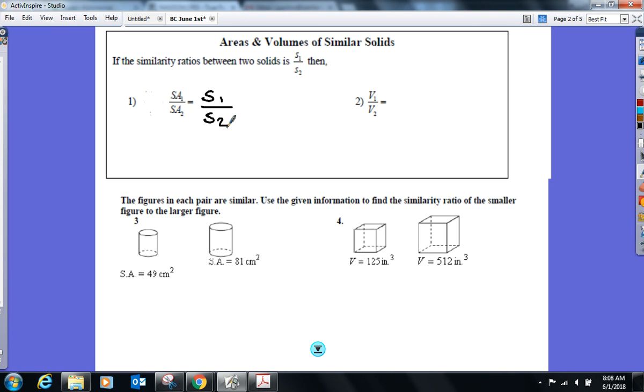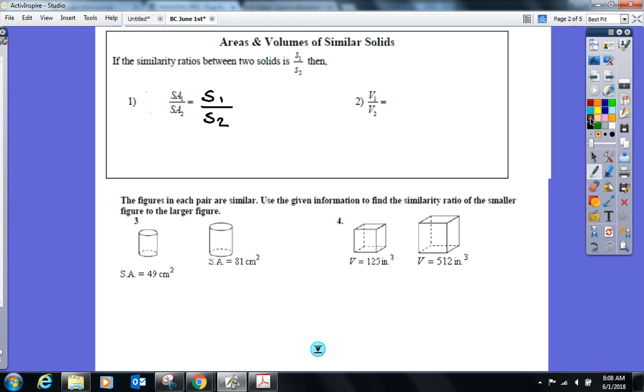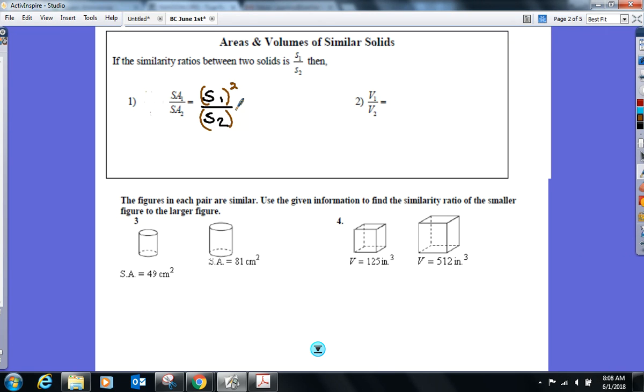So what do you think I have to do to adjust this up here? Take my side ratio and do what with it? Square them. Yes, just like I used to do for area in the previous unit. And what happens if I'm already given surface area and want the side ratio then? I'm going to take the square root. Perfect.